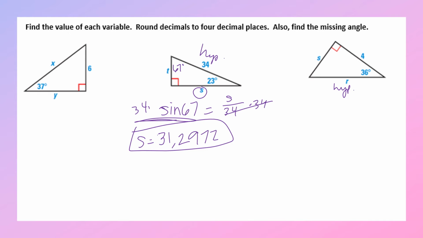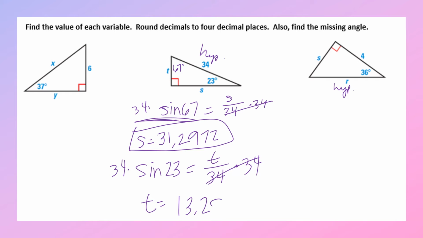Then to get T, I can do sine of 23, or I can do cosine of 67. It does not matter. I'm going to do sine of 23. Like I said in class, usually I just choose to do sine just because that's how I do it. But you can use whichever one you want. So I need to multiply both sides by 34. 34 times sine of 23 is what you get for T, which is 13.2849.